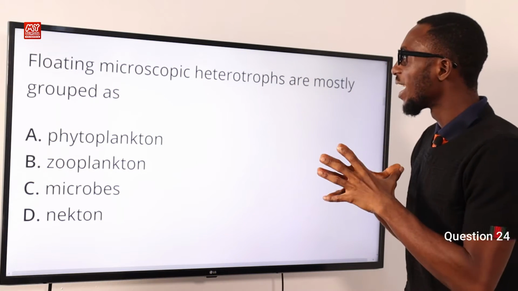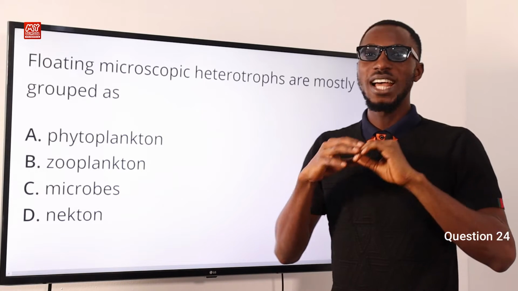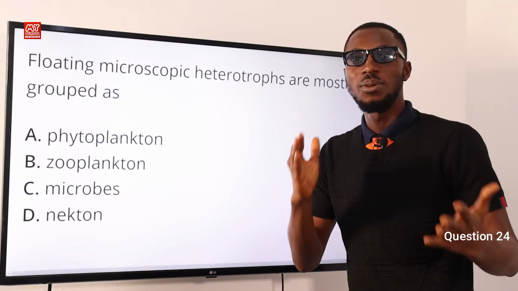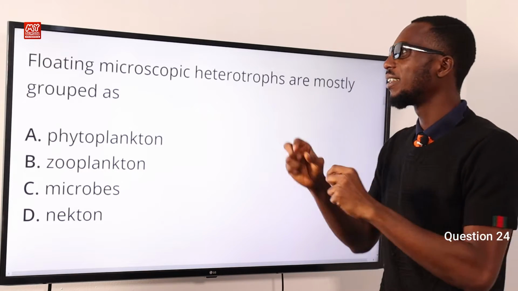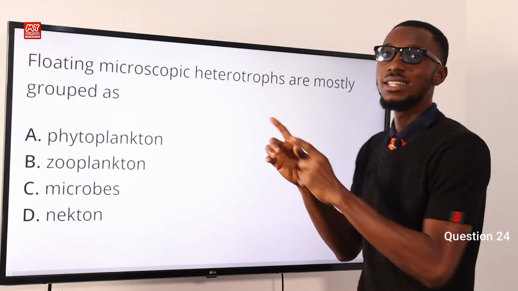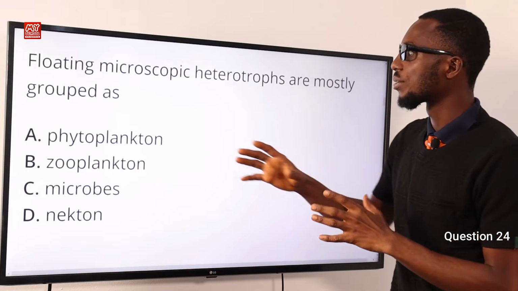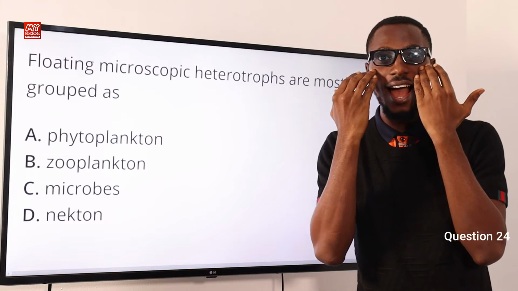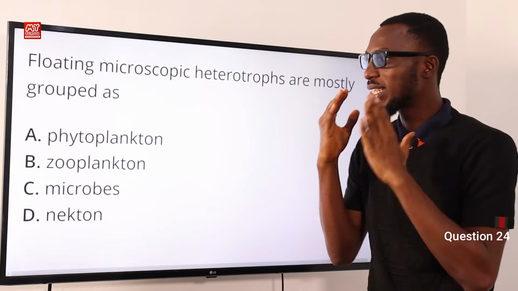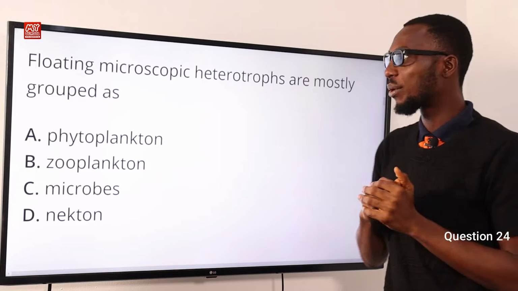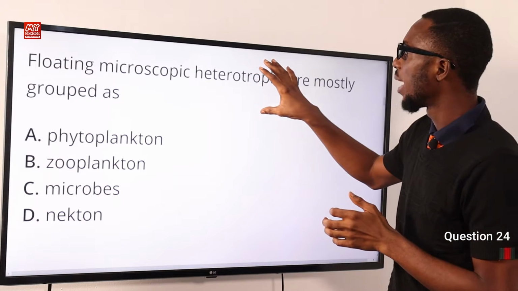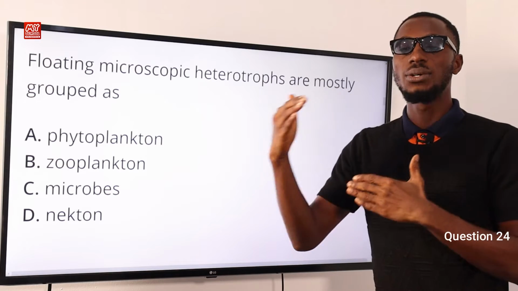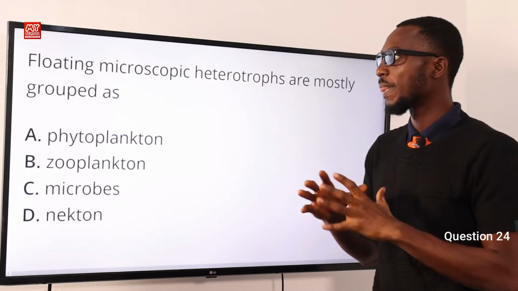Floating microscopic heterotrophs are mostly grouped as what? It is very important that we isolate and properly define terms that are used in these questions. So in this question, we have microscopic. That tells you something that the naked eye cannot see without the aid of a microscope. We have heterotrophs. That means they are organisms that depend on another organism for their food.